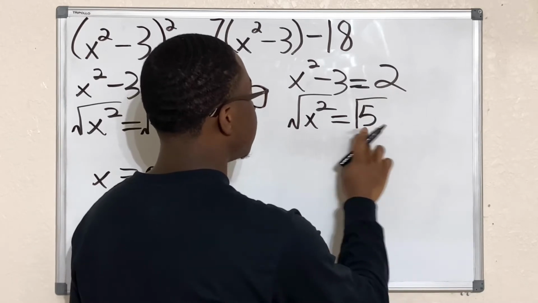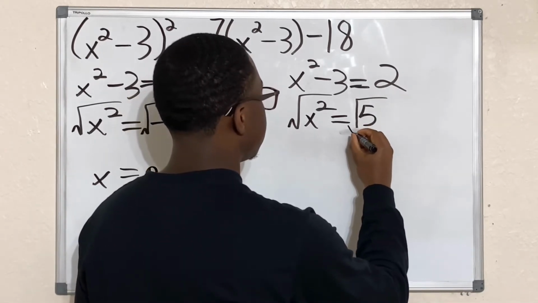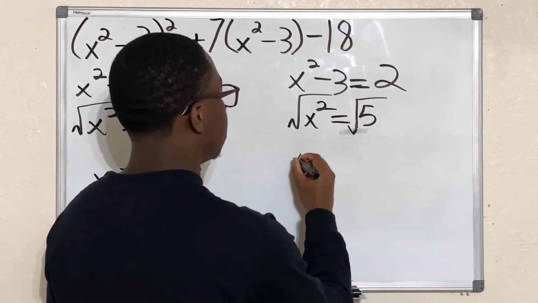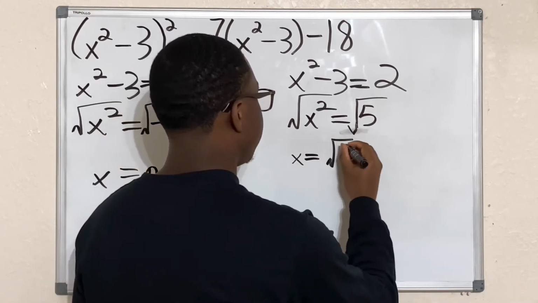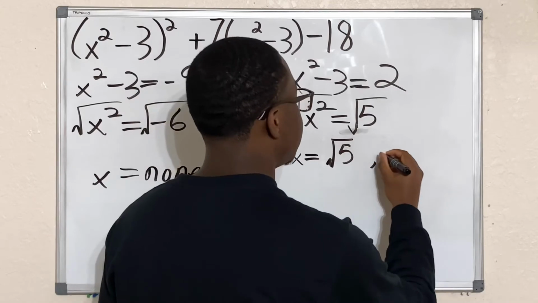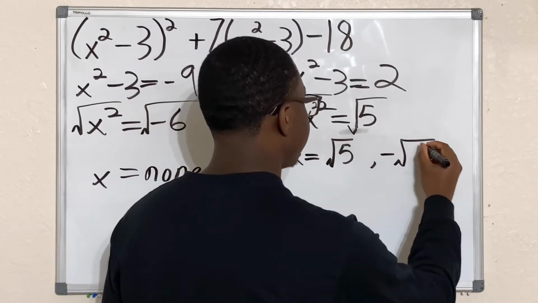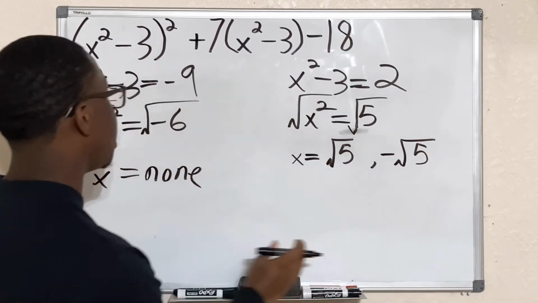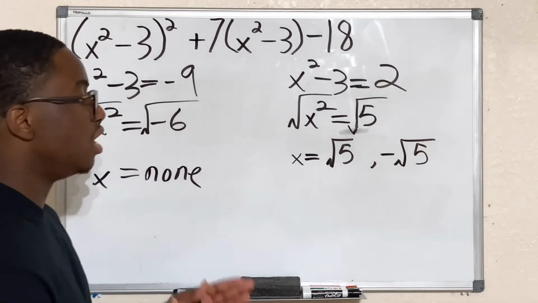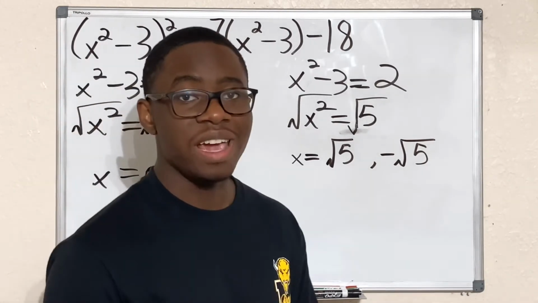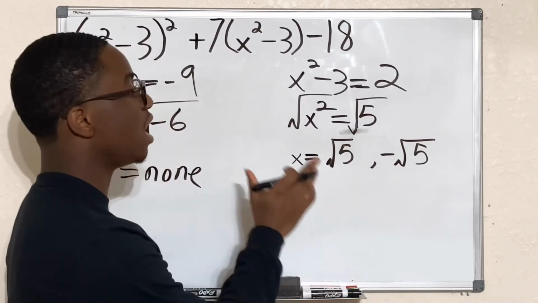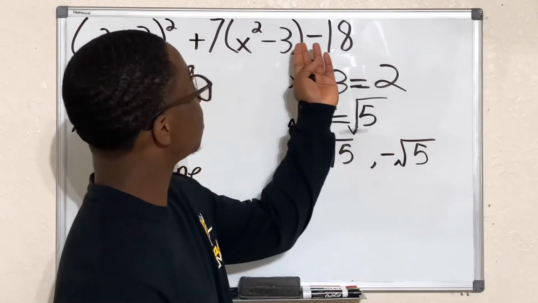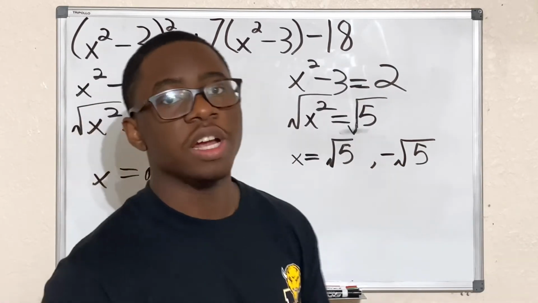Root on both sides. Square root it. Now you're going to end up with x is equal to both a positive square root of 5 and a negative square root of 5. Note, this is not the same as this. These are two different things, but we'll get into that in another video. So this is what you would do if you were asked to solve this equation right here.